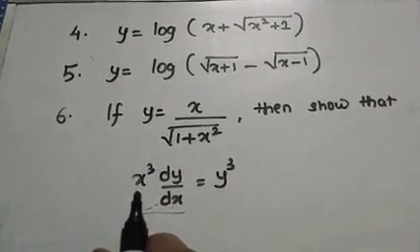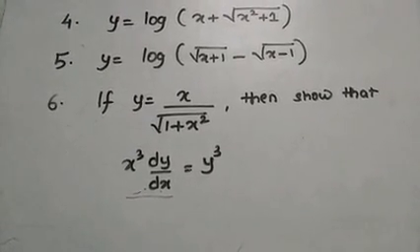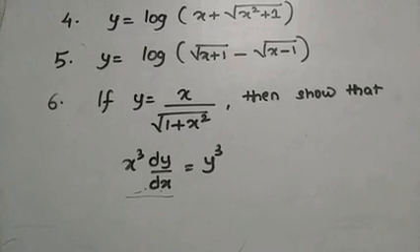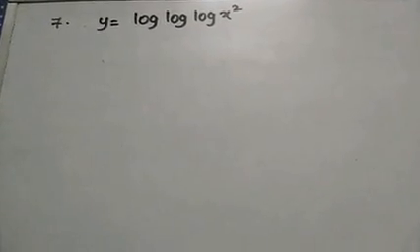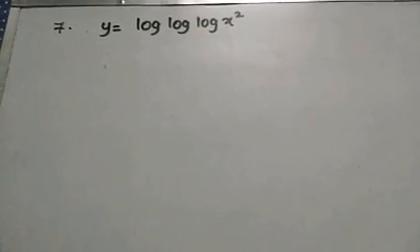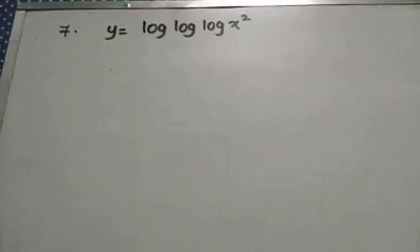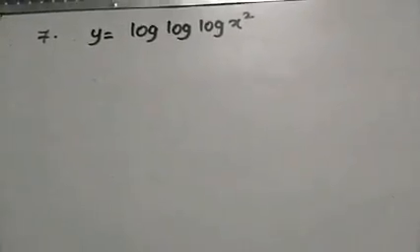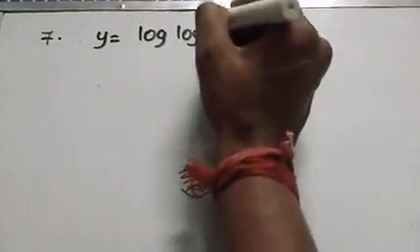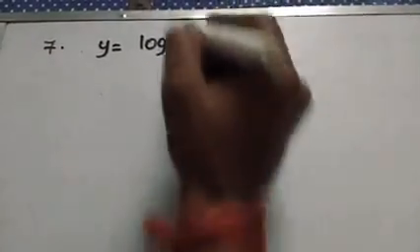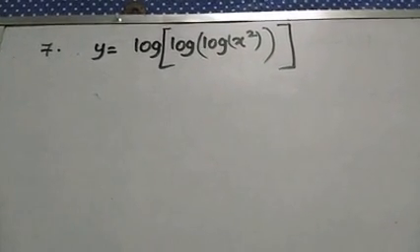So now let's proceed to question number 7. First of all, these 3 are homework for you. Must try these questions. Okay, question number 7. Y equals log of log x square. Now this is no tricky question, just a simple question. Just see first of all how to write this question. This is log of x square, and log of log x square, and that is log of, this is the way the question is given.